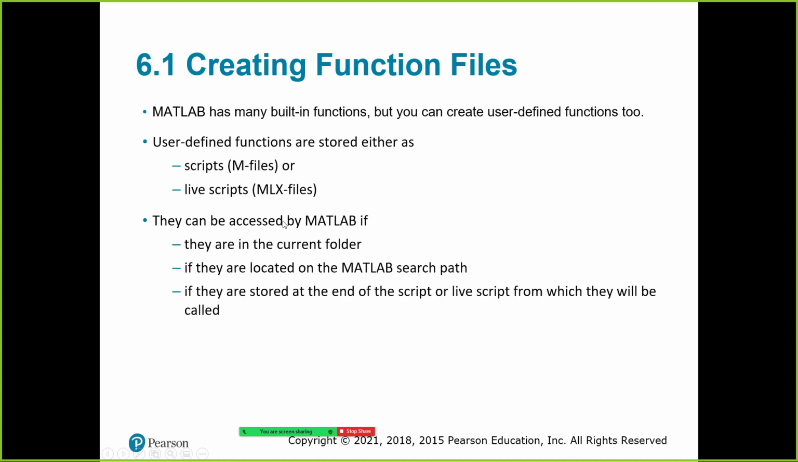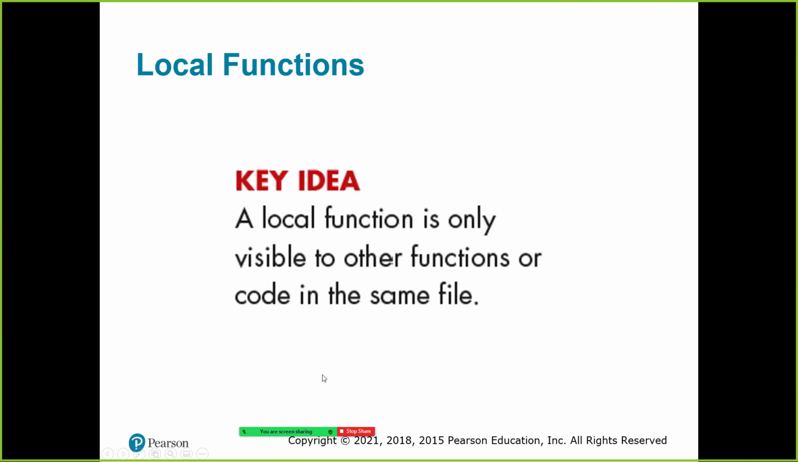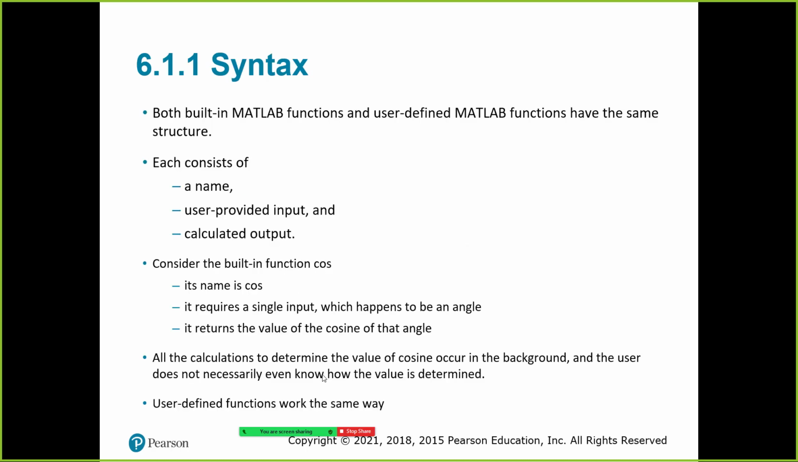Okay, so they could be accessed if they're in the MATLAB current folder, located on the search path, and there are a few slides in here that show you how to set that up, or at the end of the live script. Inside it can only be... look at that, I get ahead of the PowerPoint. Okay, so a local function is only visible to other functions of the code in the same file. So that's the stuff at the bottom of the M file or live editor.